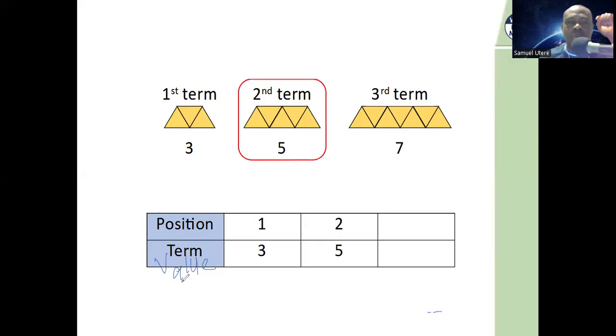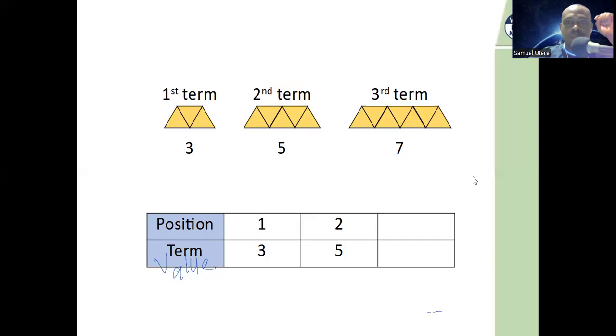Okay, every time we're going to be calling it term value. So position one, which is term one, your position is the same. The position on this table is the same as the term. So first term is position one, second term is position two, third term is position three. And then these numbers here are the value of the terms.